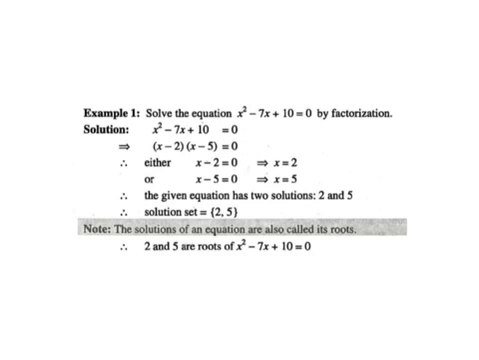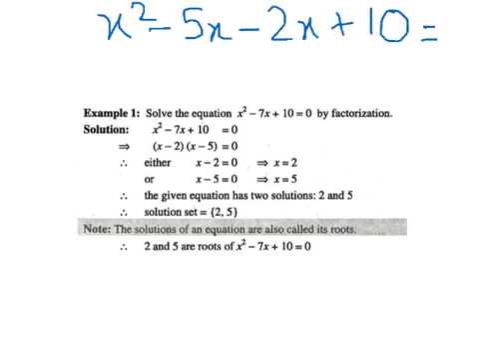The next step will be as shown: x squared minus 5x minus 2x plus 10, and we see that these two, when combined, add up to a value of minus 7x, which is the same as shown already in the example. Therefore, the equation remains unaffected.